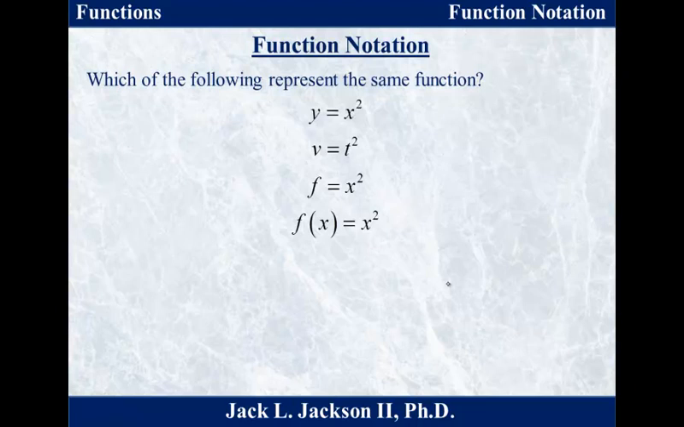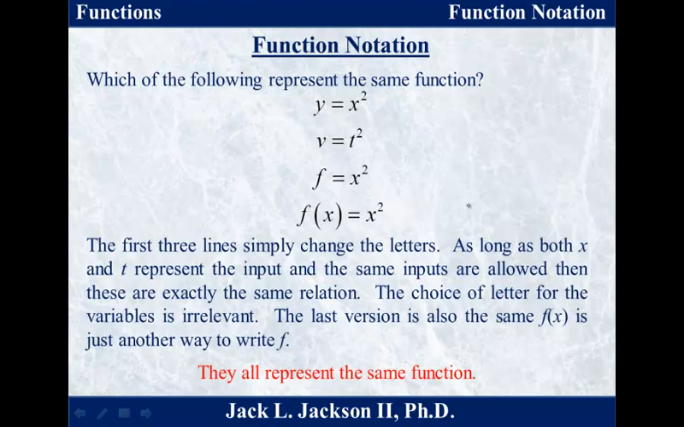Okay, so let's see if you've been paying attention here. I've got four different equations here: y equals x squared, v equals t squared, f equals x squared, f of x equals x squared. Which of the following are the same functions and which are different? And are they actually functions, or are some of them relations that aren't functions? Which ones of these represent the same thing? Let's let you think about that a second. Come up with your answer. Press pause and then come back. Press pause now.